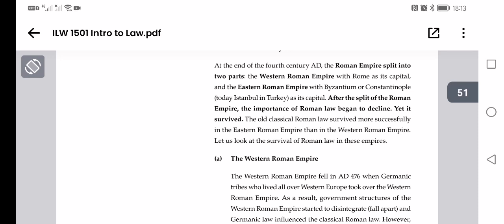Yet it survived. The old classical Roman law survived more successfully in the Eastern Roman Empire than in the Western Roman Empire. Let us look at the survival of the Roman law in these empires.